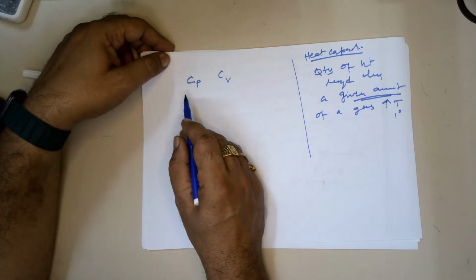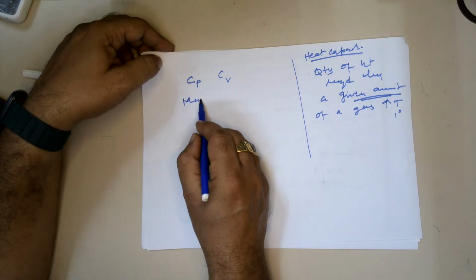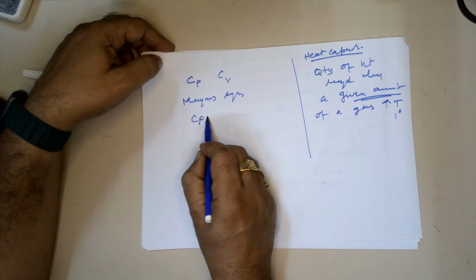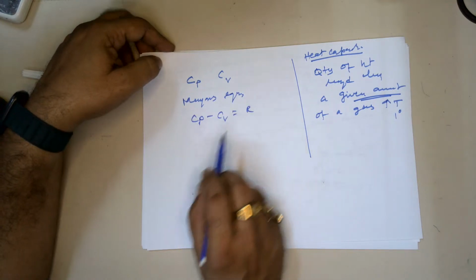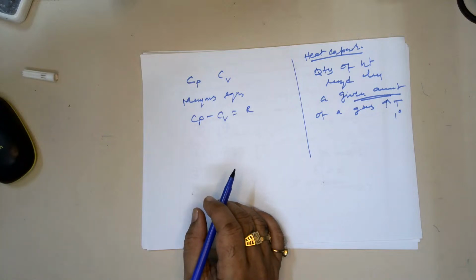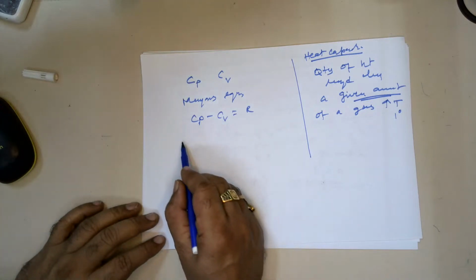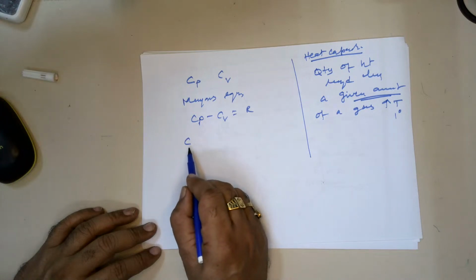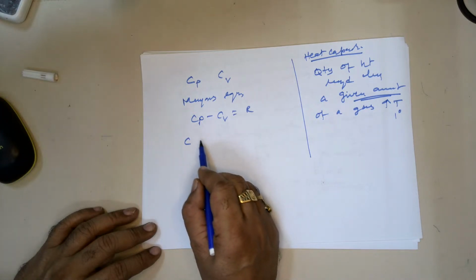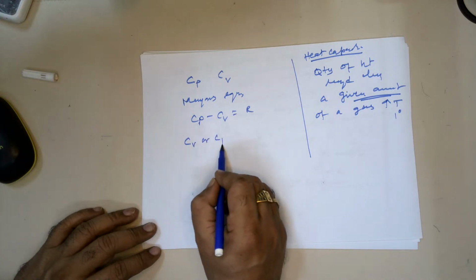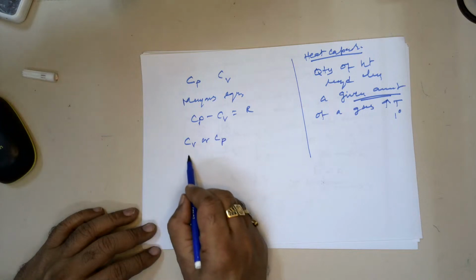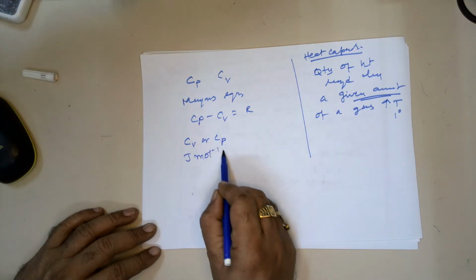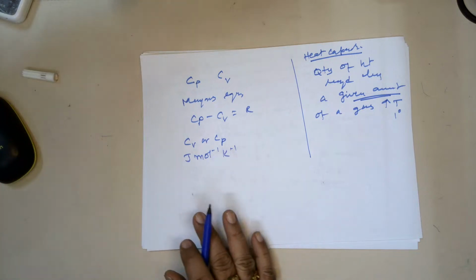So there is an equation called Mayer's equation, given by Cp minus Cv is equal to R. And you should be aware that the unit of Cv or Cp is joule per mole per Kelvin.